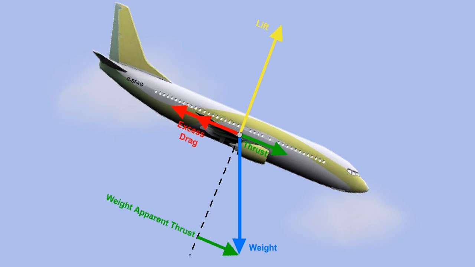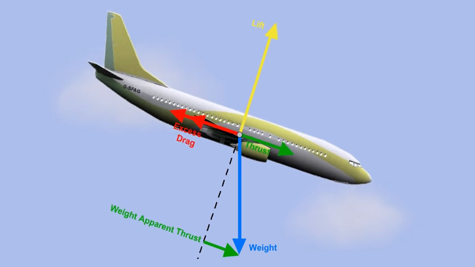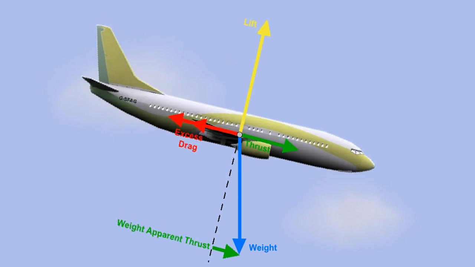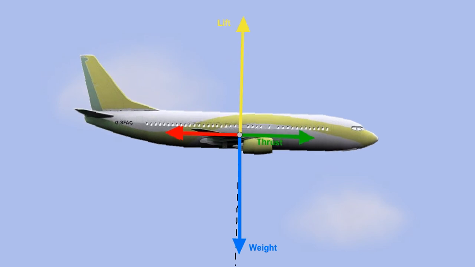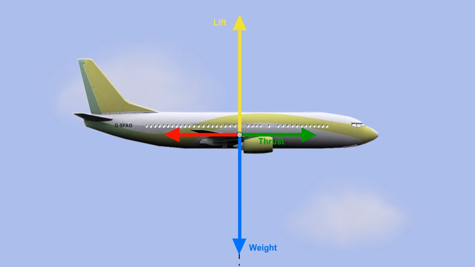As the aeroplane descends into the lower atmosphere, where density is greater, the remaining engine can develop more thrust, which will mean that weight apparent thrust can be slowly reduced until an altitude is reached where the remaining engine generates enough thrust to balance drag. At this altitude, the aeroplane can level off as shown.